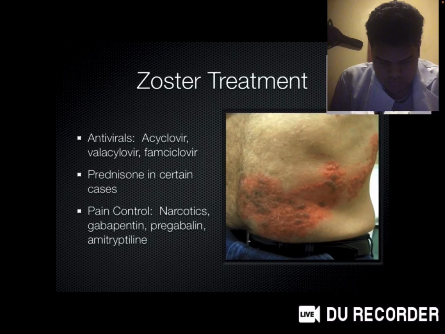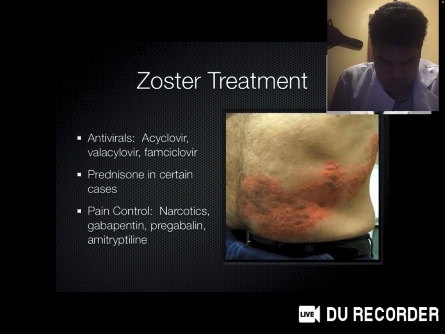Prednisone in certain cases is recommended, but that's really only for cases where there is severe pain or where the eye is involved, or if the ear is involved, then prednisone is recommended. We think it might decrease some of the damage to the nerves in those very sensitive areas.